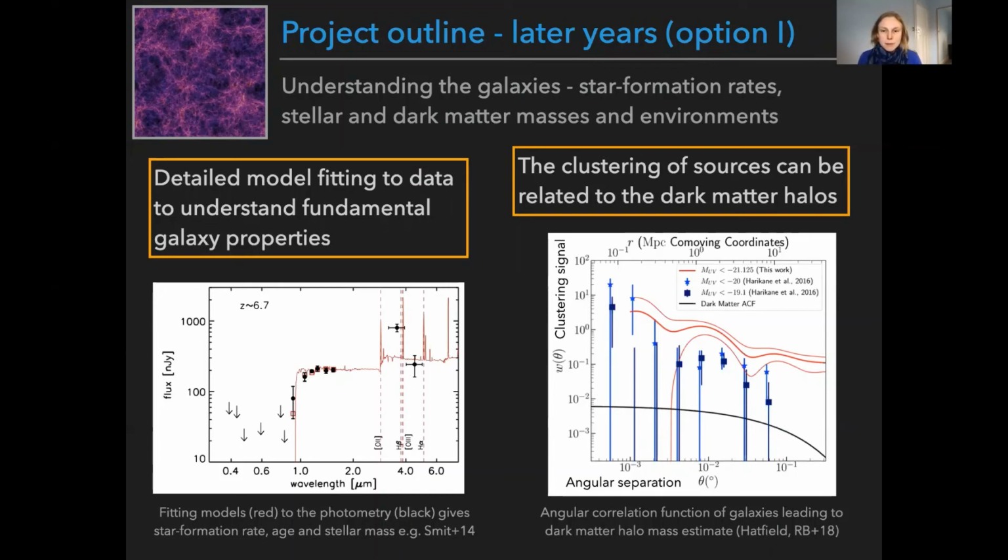On the right is a demonstration of the clustering of sources. If we measure the clustering on the sky, this gives us an estimate of the dark matter halo mass in which they reside, which is a really fundamental measurement to be compared with the stellar mass, for example.